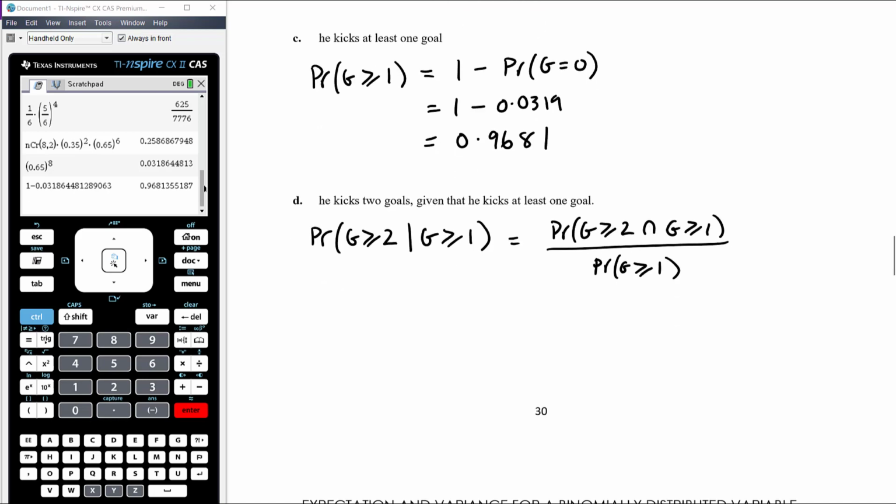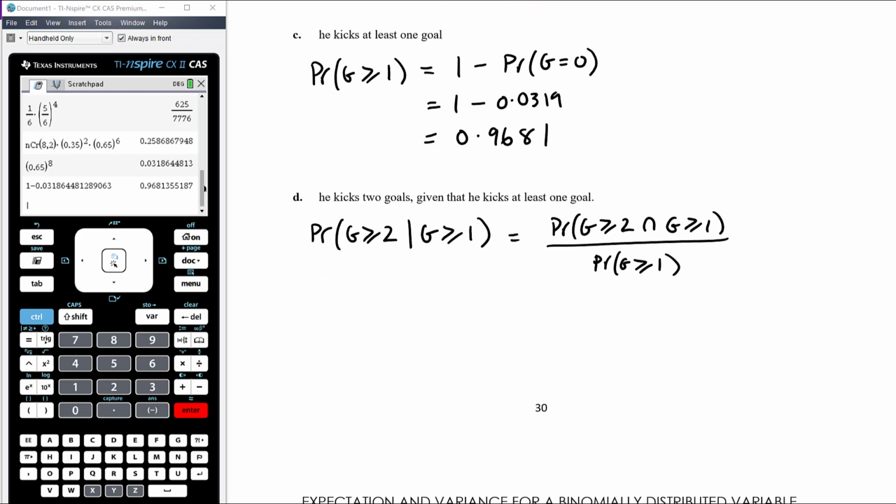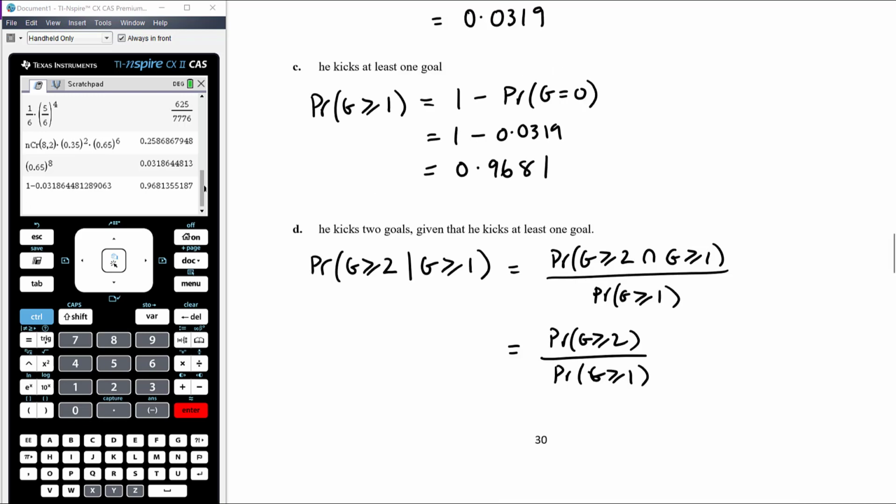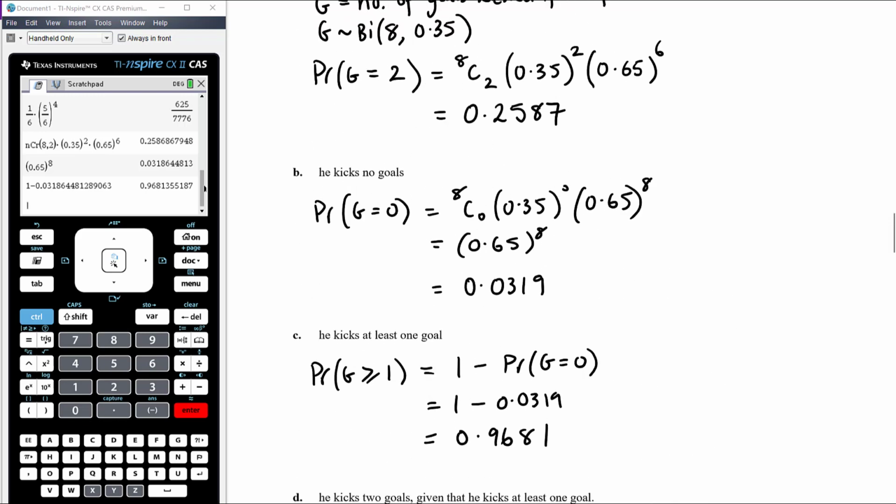So the probability of kicking at least 2 goals and at least 1 goal, the intersection of those two things. At least 2 goals means he kicks 2, 3, 4, 5, 6, 7 or 8 goals. At least 1 goal means he kicks 1, 2, 3, 4, 5, 6 and so on. So the intersection is kicking at least 2 goals. So that is the probability that he gets at least 2 goals over the probability that he gets at least 1 goal.